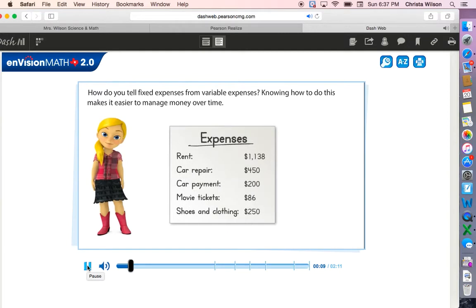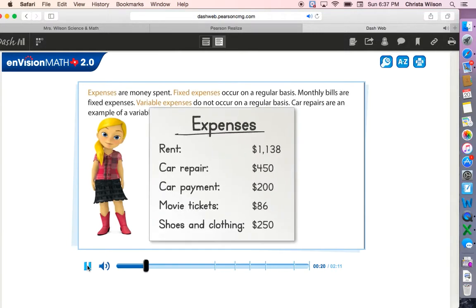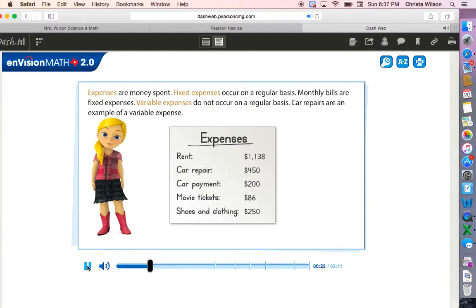How do you tell fixed expenses from variable expenses? Knowing how to do this makes it easier to manage money over time. Expenses are money spent. Fixed expenses occur on a regular basis. Monthly bills are fixed expenses. Variable expenses do not occur on a regular basis. Car repairs are an example of a variable expense.